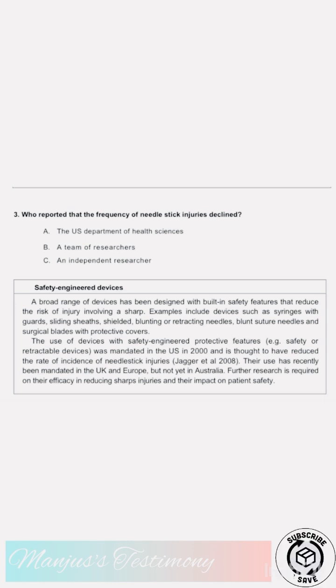Okay. So next we have to search for a team of researchers and an independent researcher. Let's continue reading. Was mandatory in 2000 and is thought to have reduced the rate of incidence of needle stick injuries, in brackets, Jagger et al. 2008. Jagger means it's a scientist's name. Et al. means a group of people, a scientist plus a group of scientists. It's a panel of scientists. Et al. means a group. A person with a group of people doing research together. So this is what it means. So our second option is a team of researchers, but we cannot confirm the answer right now, so we just keep it on standby.